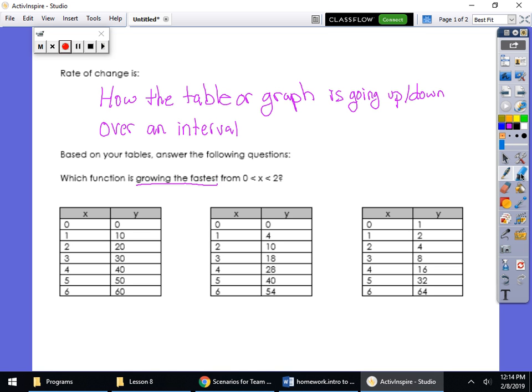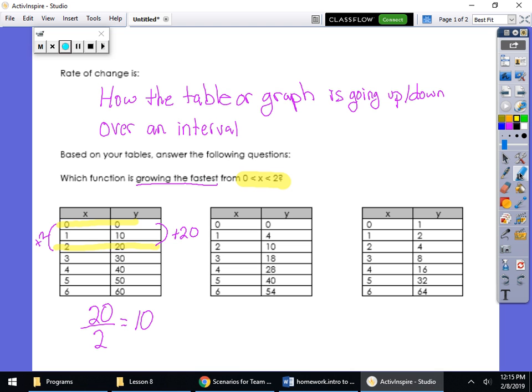So for this example, it simply asks us from 0 to 2. We have three different tables, and we just want to know how fast it is going up. From 0 to 2, this one goes up plus 20, and it goes up plus 2 here. So it's going up 20 every 2, which might be 20 feet every 2 seconds or 20 problems every 2 minutes, but it's going up by 10. So it's changing by a rate of 10, so 10 every single time.